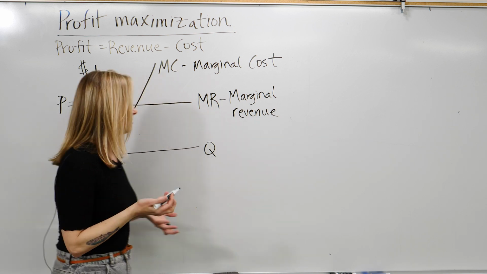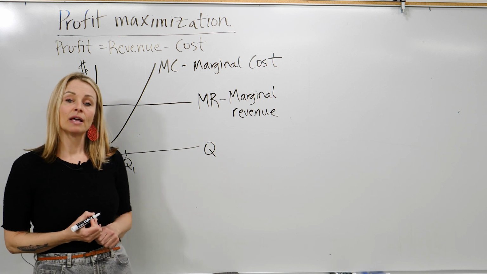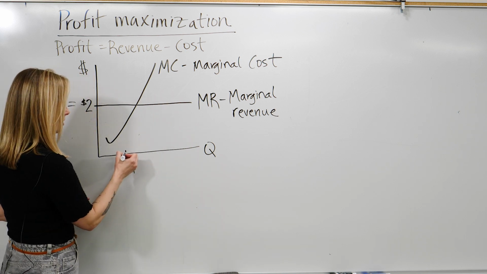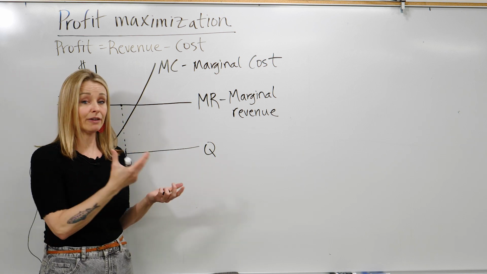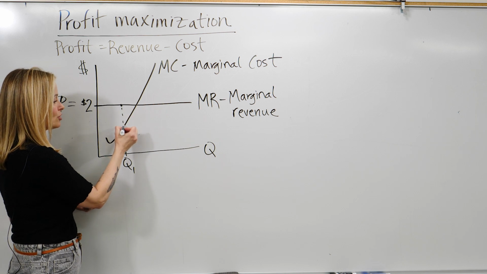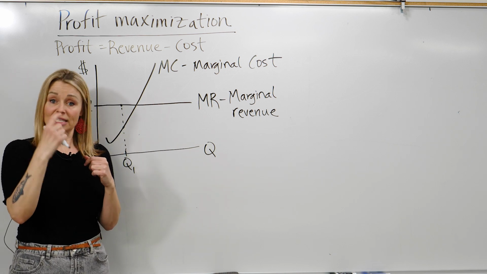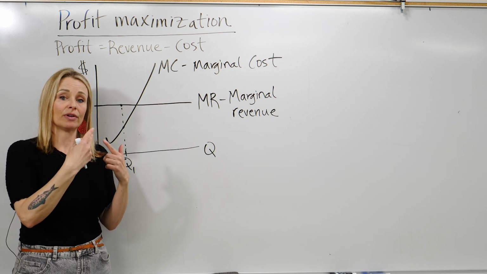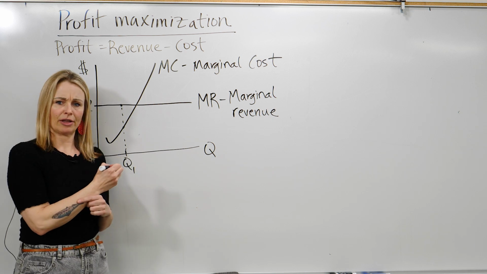Okay, now let's say that we are picking a certain quantity of apples that we're wondering, is this the best quantity? So let's pick a quantity over here, Q1. What's going on at Q1? Well, we know that the marginal revenue we're getting for that apple is $2. How much are we paying to produce that apple? Something less than that. The marginal cost is below. So that's kind of a good deal, right? We're taking in more than we're spending. Good deal.